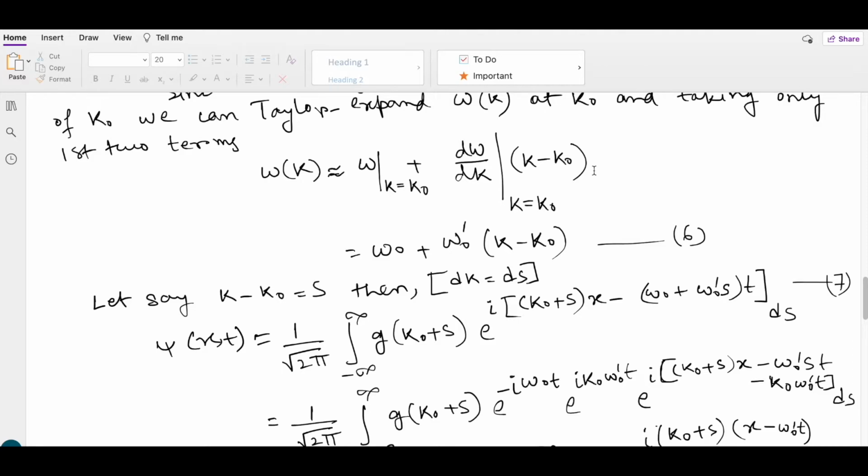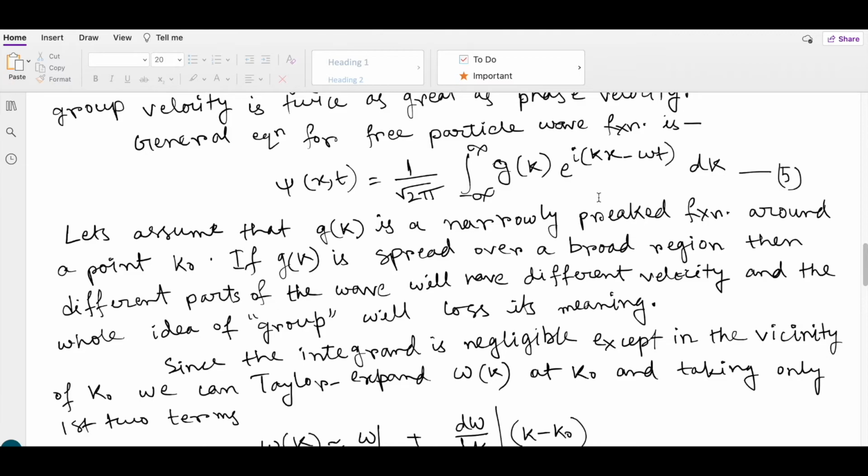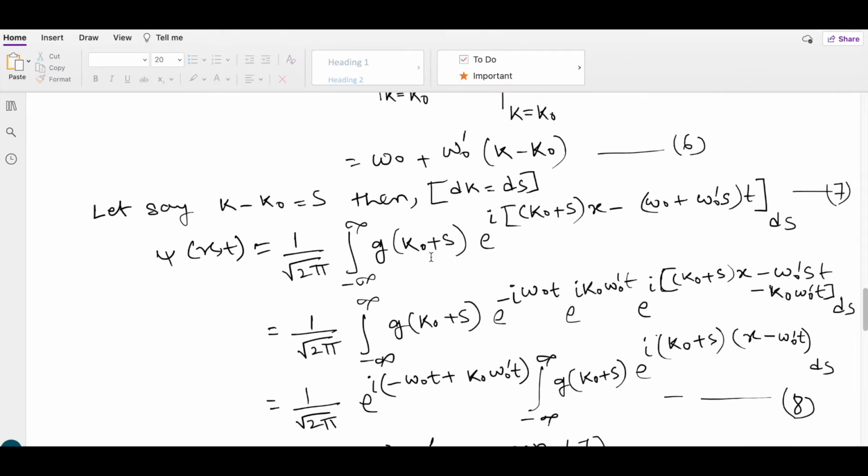Let's say k minus k naught equals s. We are changing the variable. Then dk equals ds, as k naught is constant. So psi can be written as, psi means the equation 5 we have already derived in the previous lecture. Just put k equals k naught plus s and omega equals omega naught plus omega naught prime s, and we get equation 7.